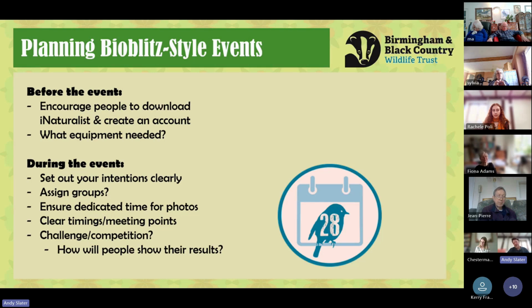But during the event, basically set out what you intend to do at the start of the event. What do we want to record? What do we want to focus on? Maybe divide people into groups and give them all a particular focus. Like you will go and look at the pond and record anything around the pond. You go and make recordings of birds. And just make sure that if you're doing something like a wildlife walk, that you take time to stop and maybe spend 10 minutes or so just where you are to get people to take photos.